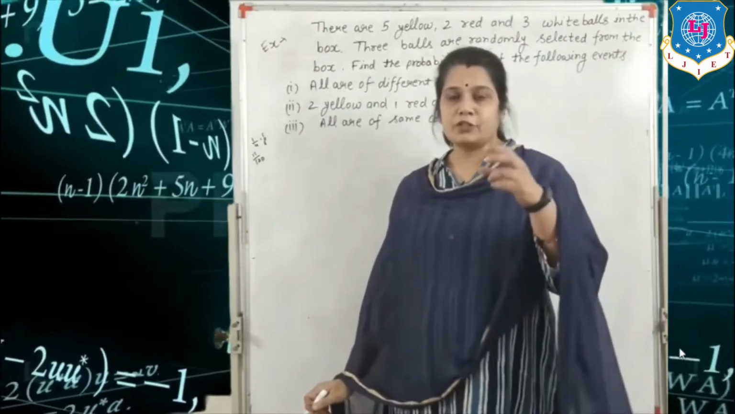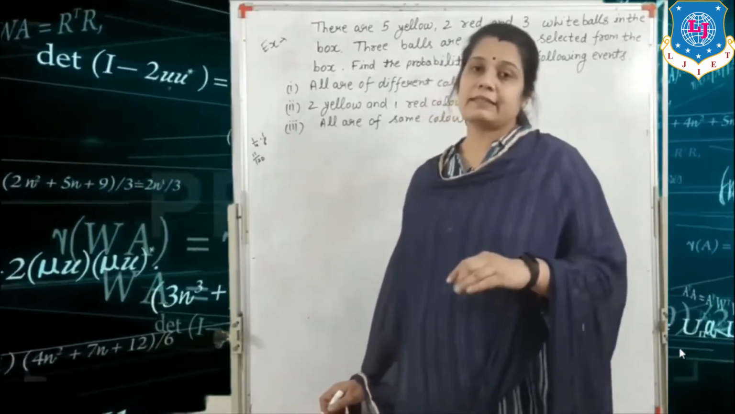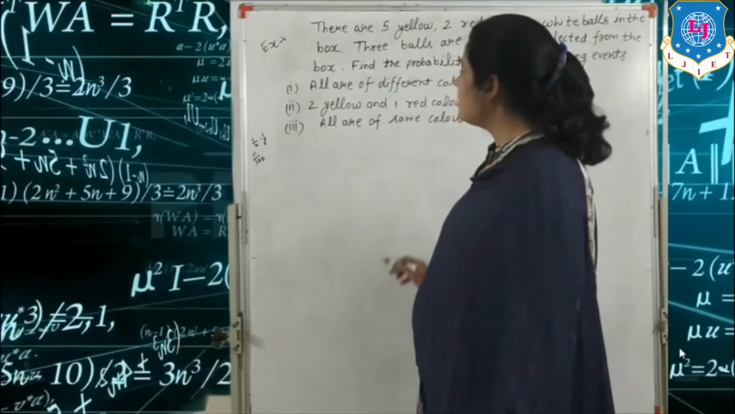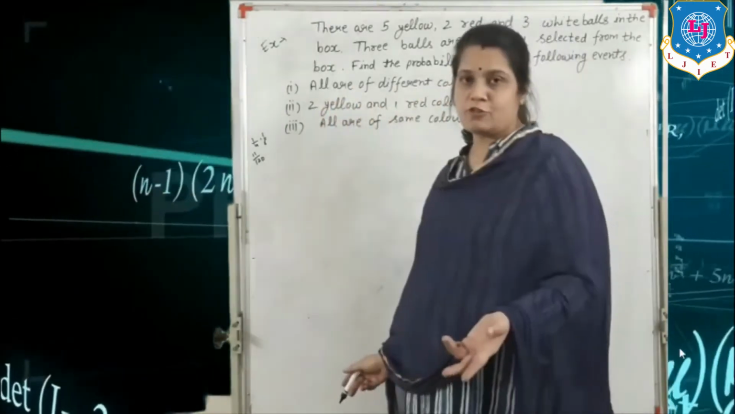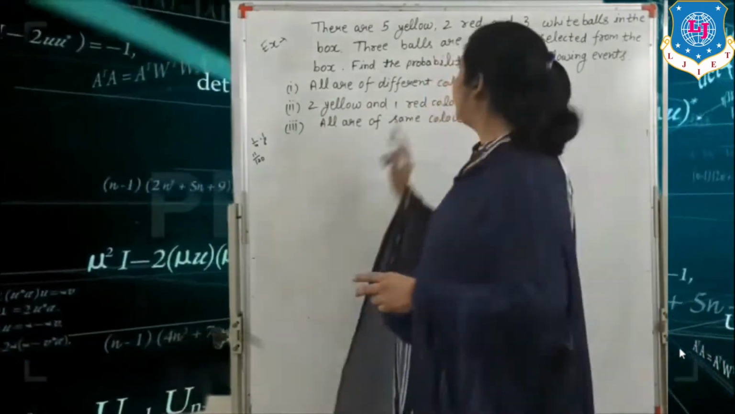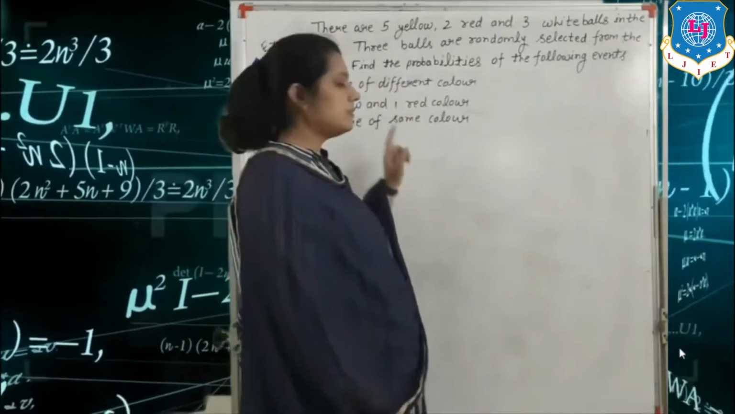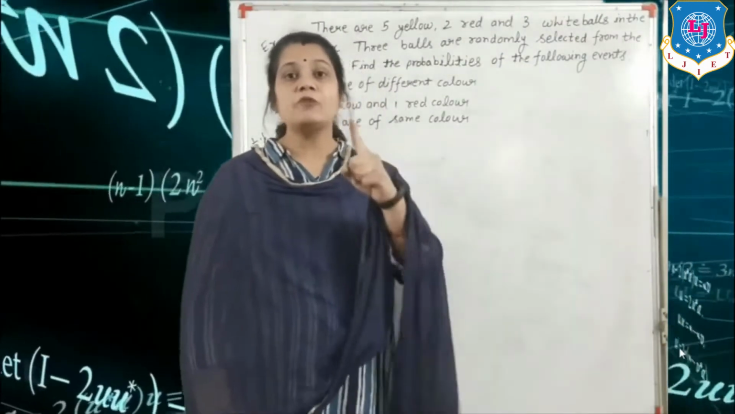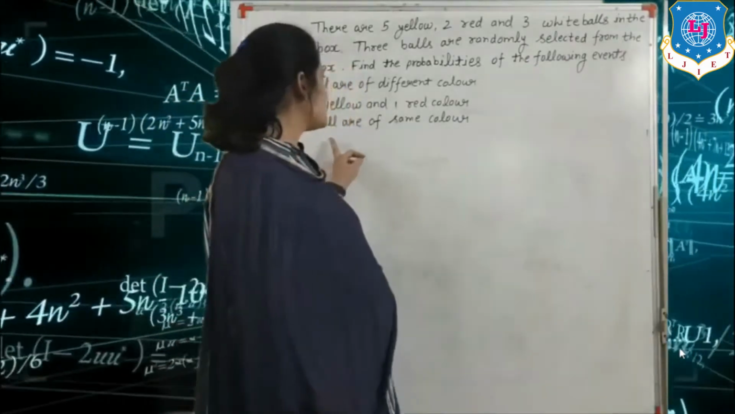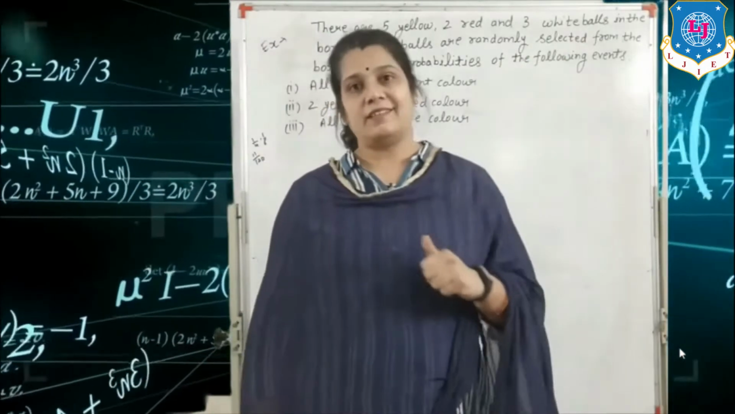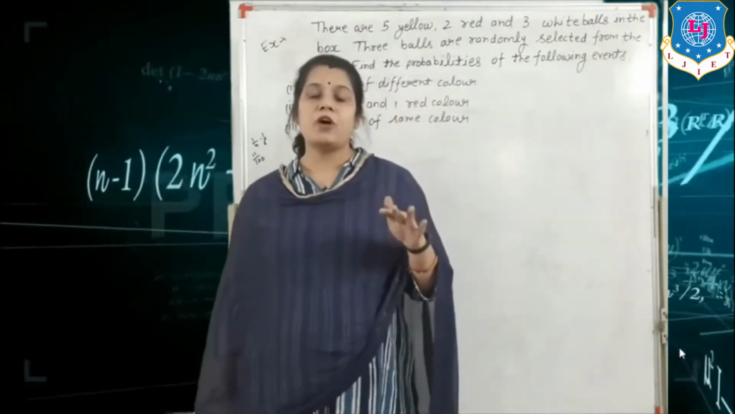Number 1, all are of different colors. Total 10 balls are in the box and we randomly select 3 balls. First we find the probability that all are of different colors, so one is yellow, one is red and one is white. Second, we find 2 yellow and 1 red ball, so a total of 3 balls. And the last one is all are of the same color, which means if we take out 3 balls, all 3 balls are the same color.